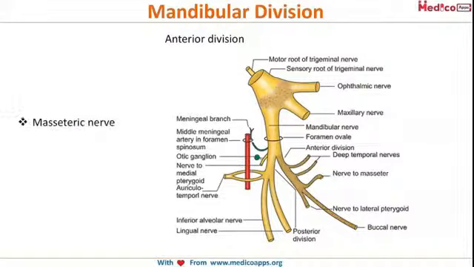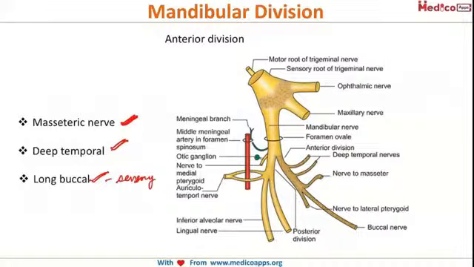Okay, now let's learn about the anterior division. Okay, so the anterior division gives out these branches. First we have a masseteric nerve that supplies the masseter. Then we have a deep temporal nerve that supplies the temporalis muscle. Then we have a long buccal branch, that is a sensory branch to the inner cheek region, that is the buccal mucosa. And we have a lateral pterygoid branch to the lateral pterygoid muscle.